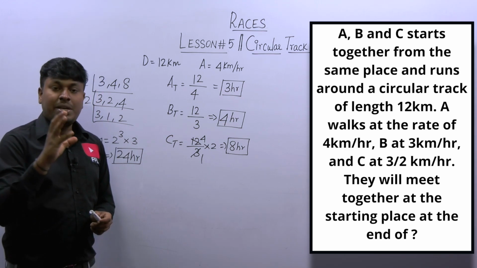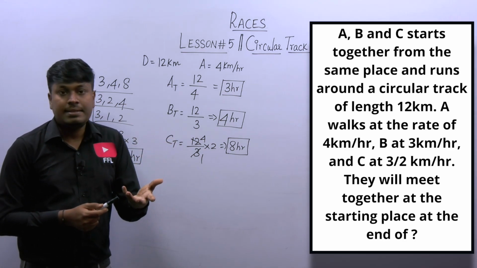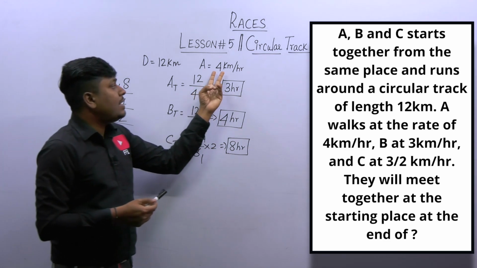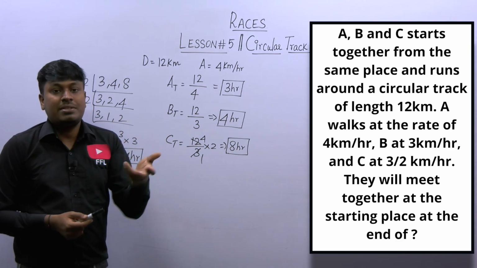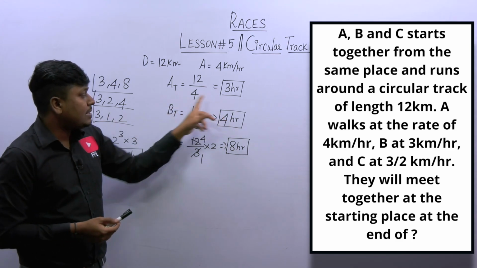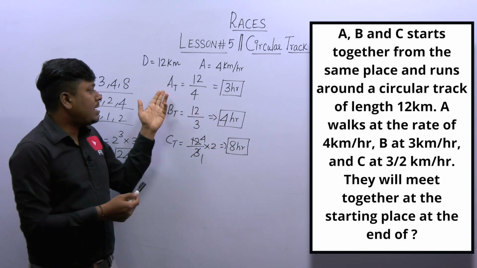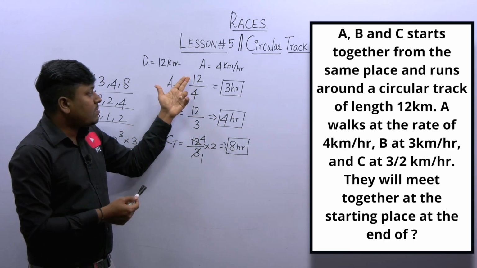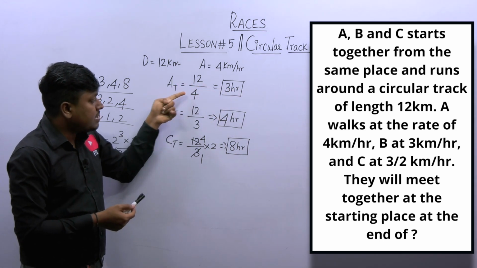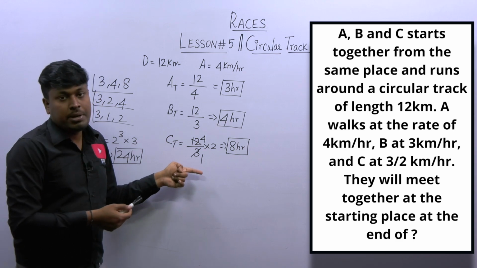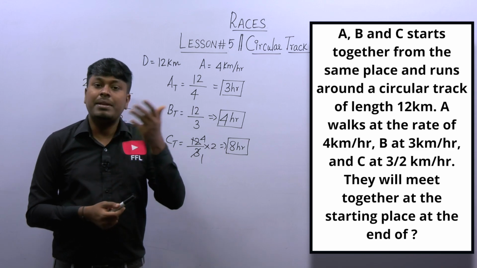Got the logic, friends? First you need to know the time taken by the person to complete a circle. Only then you can take an LCM. So without knowing the timing, you should not take an LCM for the speed. That is not possible. So first take the time taken by all 3 persons to complete the circle. The first person takes 3 hours, the second person takes 4 hours, the third person takes 8 hours. By using the formula, time is equal to distance by speed. The distance of the circular track is common for all 3 persons, 12 kilometers, and the speed varies: first person is 4, second person is 3, third person is 3 by 2. So by using the given numbers, initially we found the time taken by each person to complete a circular track.